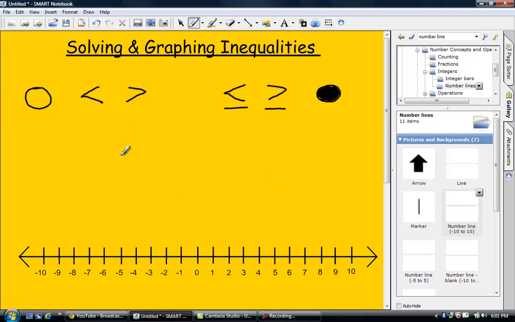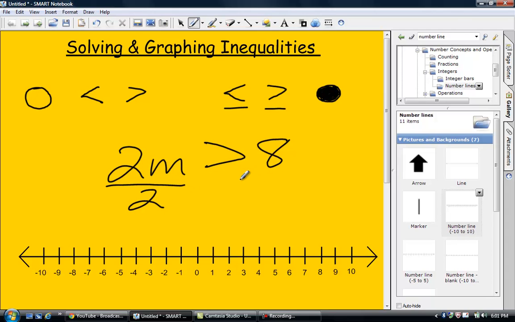And let's do one with division. With a multiplication problem, let's undo it through division. So 2m is greater than 8. We've got multiplication over here, so we're going to undo it through division. Simply divide 8 by 2, and m is greater than 4. We're going to have an open circle now, and our arrow's still going to the right.